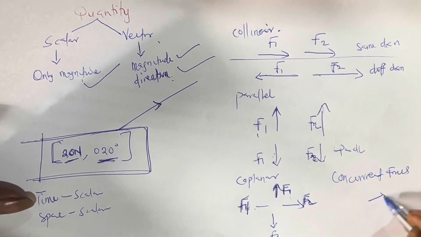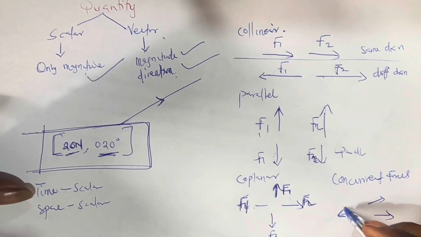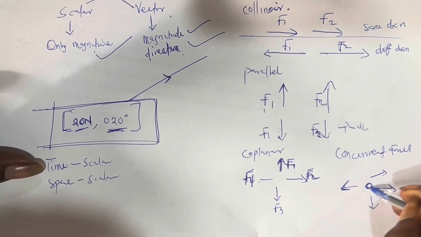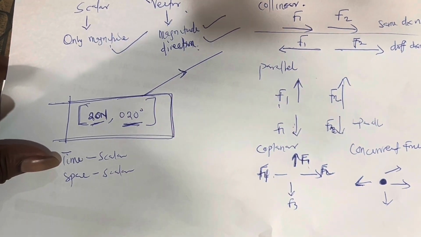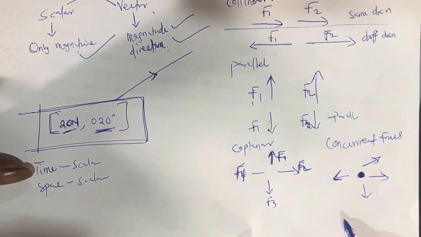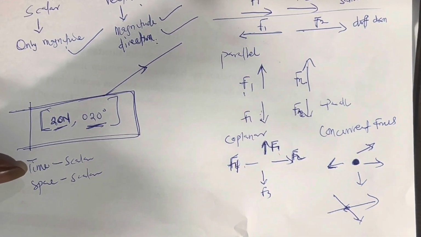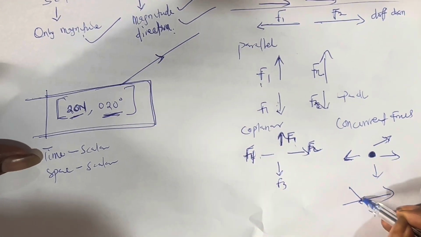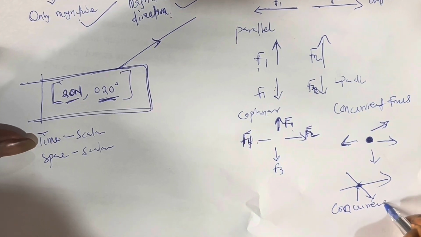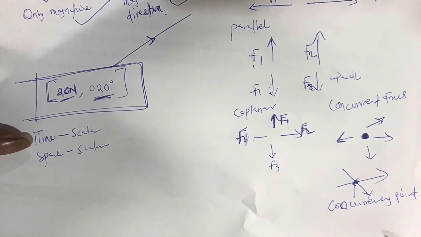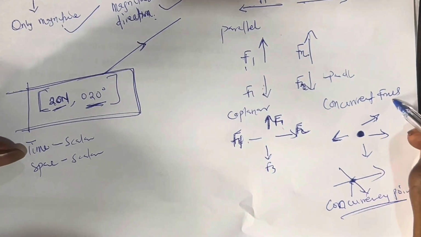Concurrent forces. These forces act at different angles, but they intersect each other in some space, at a convergent point. So when forces at a point in space intersect each other, the point they intersect is what we call the concurrency point. That is their point of intersection, or their point of meeting. We call those forces concurrent forces.